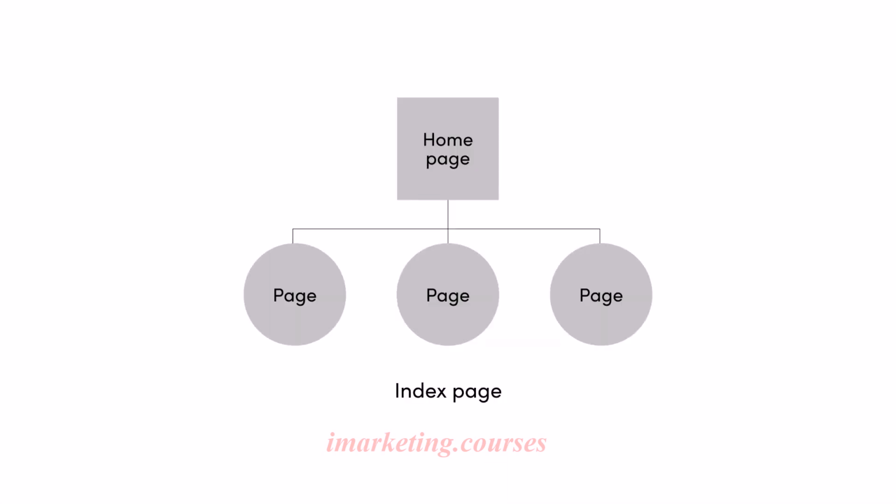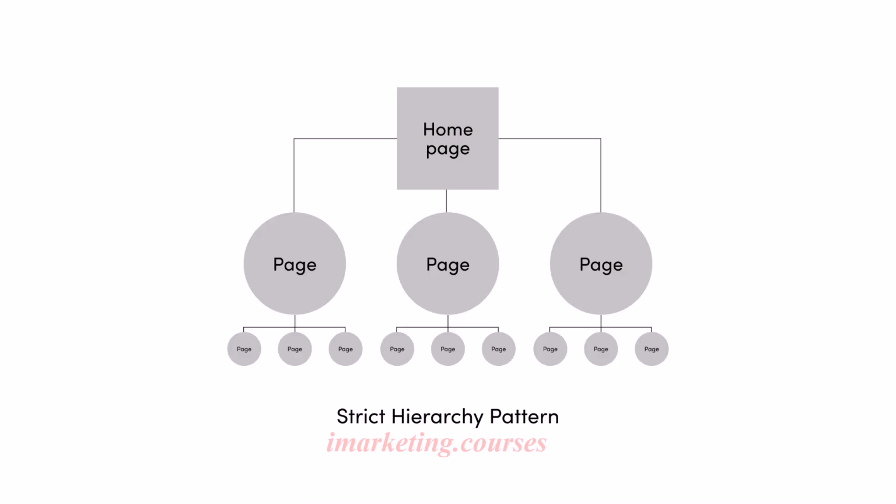Now, the third one is called an index page. This is probably the most popular structure that you know. You have a home page and that home page links to all of the other pages available on the website. So that is super, super popular. When you get into more complex websites, you get into what we call the strict hierarchy pattern, which means you have a page. Let's say you have a blog page, and then under the blog page, you have maybe individual blog posts. And so you go down the hierarchy, you have sub pages of a category.